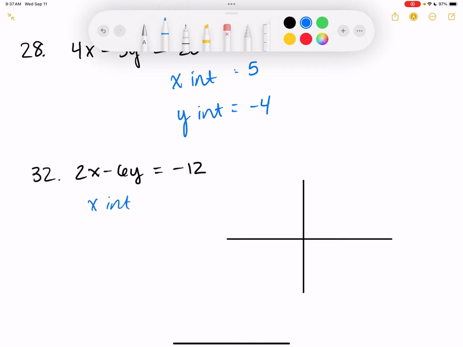So what is my x-intercept? Negative 6. What's my y-intercept? Positive 2, because when you divide negative 2 by negative, it is positive.